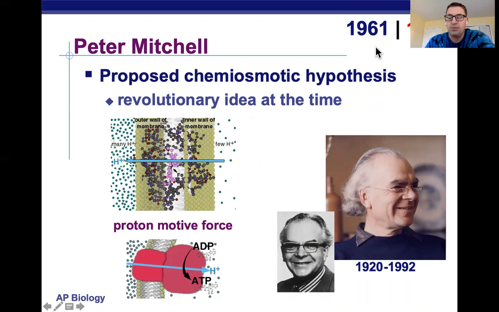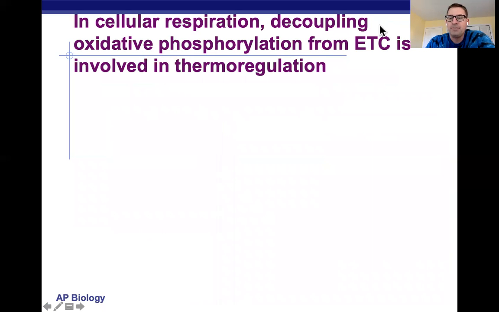We'll see other examples, and we've talked about a couple other examples already this year. Okay, and he proposed his hypothesis in 1961 and won the Nobel Prize for it in 1978.